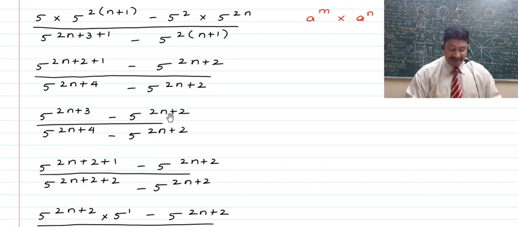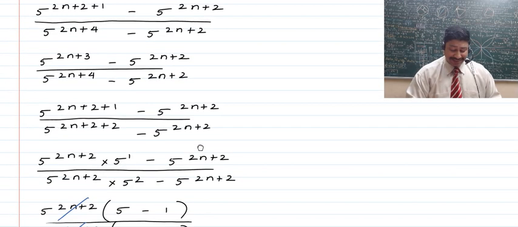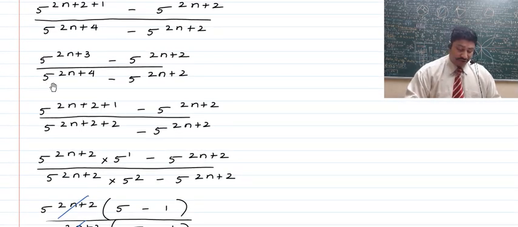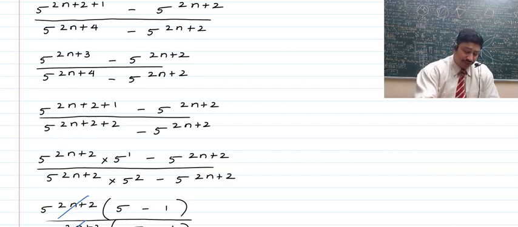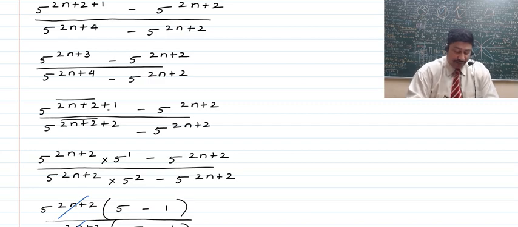Similarly, this is already 5 raised to the power 2n plus 2, so we will let it remain as it is. And in the denominator, we have 5 raised to the power 2n plus 4, which can be written as 5 raised to the power 2n plus 2 plus 2, right? And the second term is already 5 raised to the power 2n plus 2. Now if you talk about this 5 raised to the power 2n plus 2 plus 1, we can keep this in one horizontal bracket, right? Similarly, this 5 raised to the power 2n plus 2 in a horizontal bracket, and then we can write this as 5 raised to the power 2n plus 2 multiplied with 5 raised to the power 1, and in the denominator we have 5 raised to the power 2n plus 2 into 5 square, right?